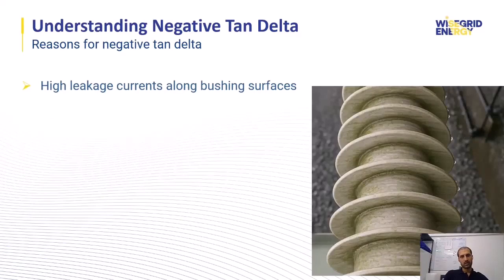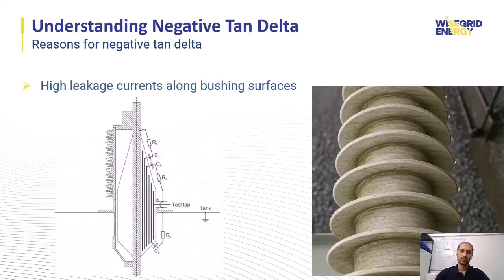First one is high surface leakage current on bushings and insulators. Contaminants combined with moisture form a conductive film on the surface of the bushings or other HV equipment. This can be modeled with an equivalent circuit where resistor R is placed parallel with the insulation capacitance.